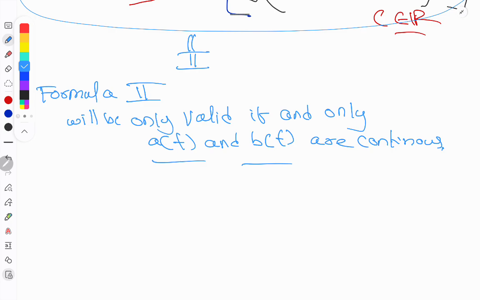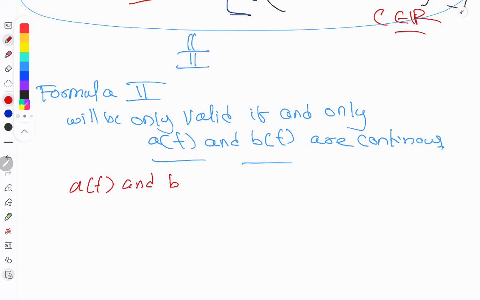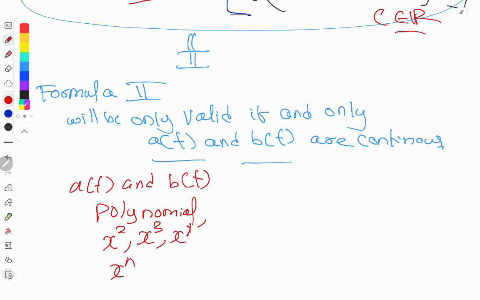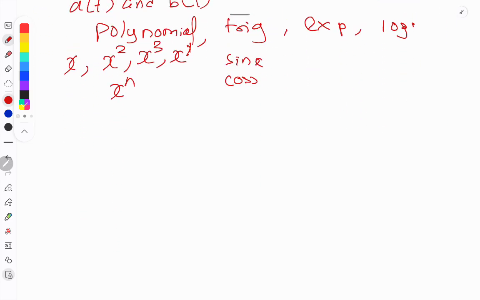But for a trick, you don't need to prove whether they are continuous, because in 99.99% of cases a(t) and b(t) will be polynomial functions. Polynomial, do you understand? Quadratic, or you might have square function, maybe cube function, maybe x to the power n, these are polynomial functions. Or maybe you can have trigonometric functions like sin x, cos x, or maybe exponential function, or maybe logarithm function. If you see the graph of all of these functions, they have no holes, they're always continuous. So all these functions are continuous.